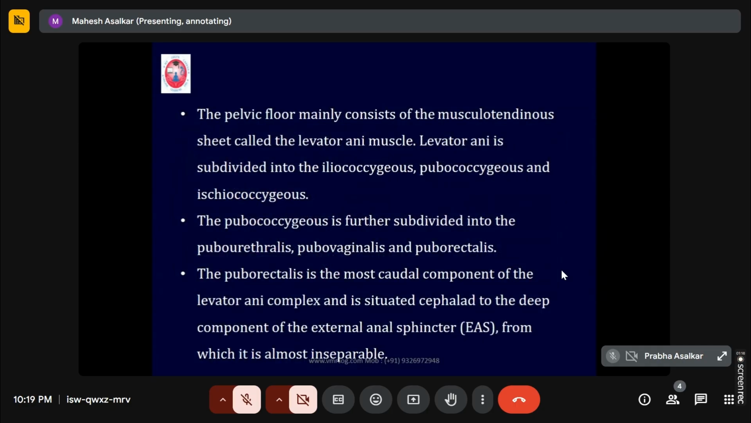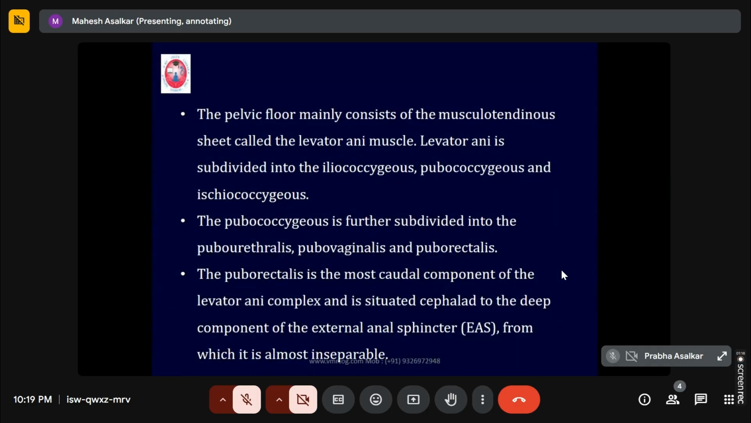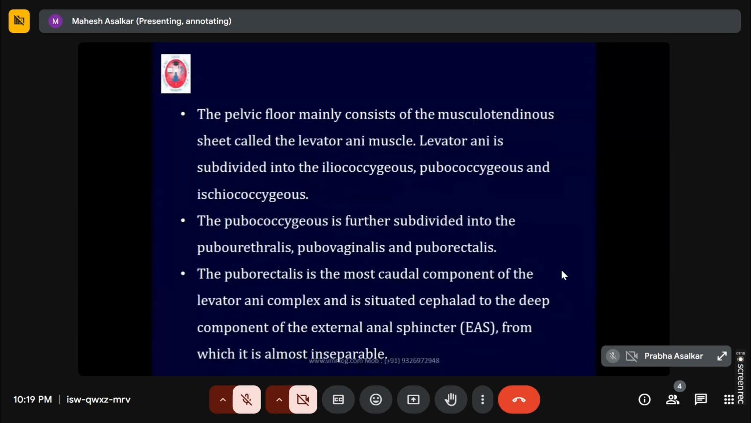So the pelvic floor mainly consists of the musculo-tendinous sheet called the levator ani muscle. Levator ani is subdivided into iliococcygeus, pubococcygeus, and ischiococcygeus. The pubococcygeus is further subdivided into pubourethralis, pubovaginalis, and puborectalis. Okay. Then puborectalis is the most caudal component of the levator ani complex and is situated cephalad to the deep component of the external anal sphincter, from which it is almost inseparable.